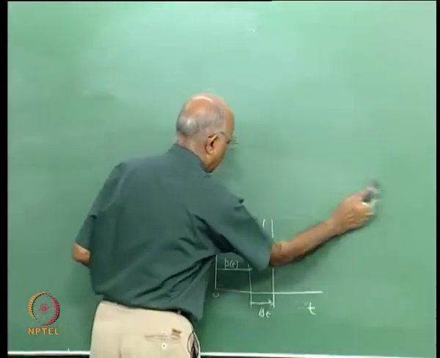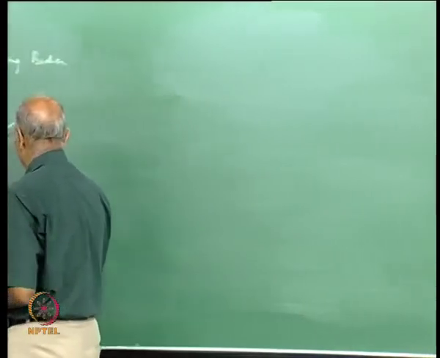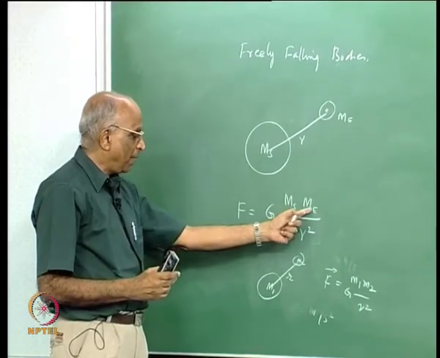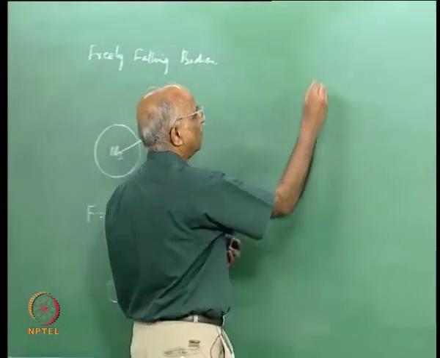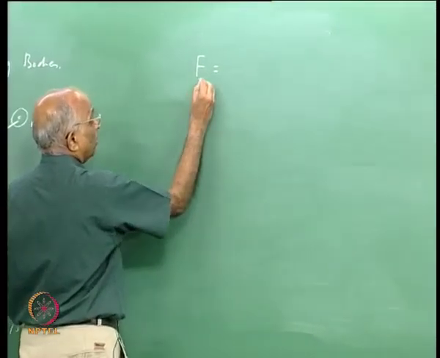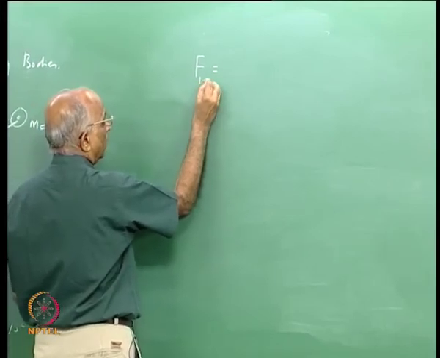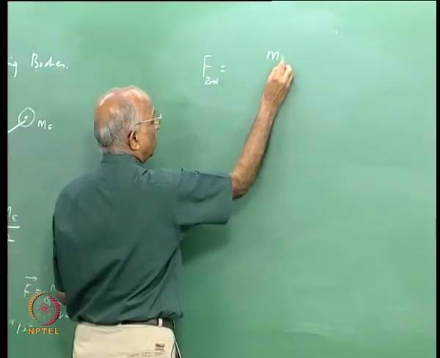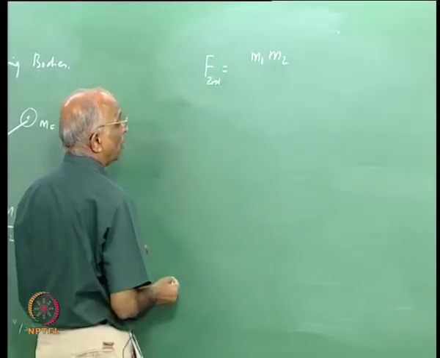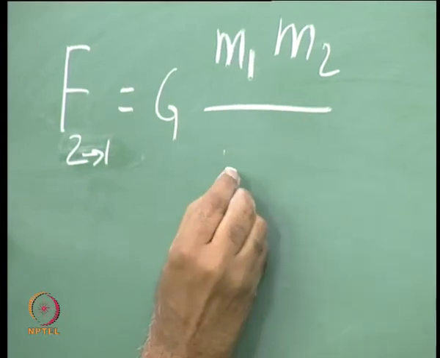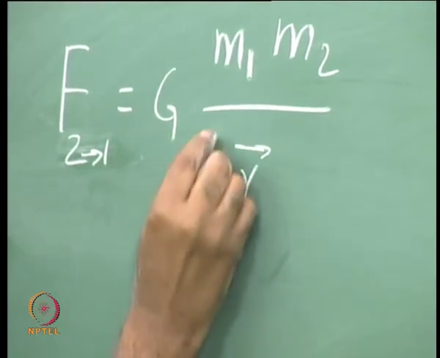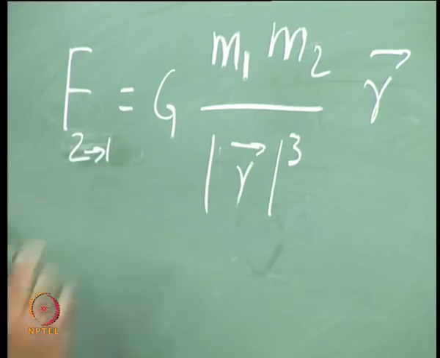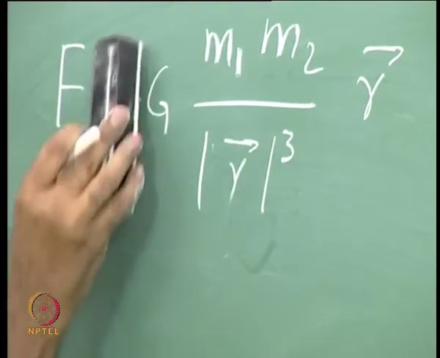Therefore, let us rewrite it. The way I have written this cannot be correct, because force is a vector, r is a vector, and m and m are masses. Therefore, I should have written this as the force on body 2, a light body, being attracted by a heavy body, goes as the gravitational constant into m1 m2 by r squared. Since r is a vector, I put it as r to the power 3, the mod of this vector, into r bar, and because it is being attracted, there is a negative sign.